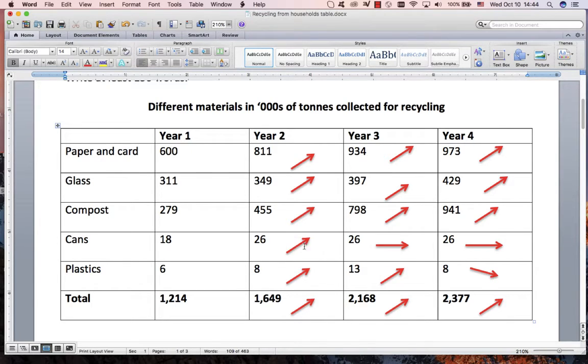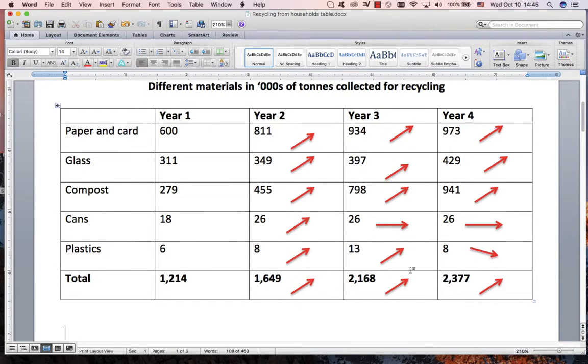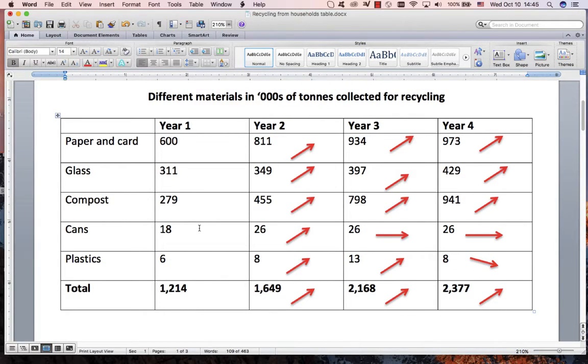So as we can see, this went up but it stayed the same. We're going to mention that. And this went up but then it went down. So for the overview, this to that, year 1 to year 4 was always up. Even this one that went down, it's still up over the whole 4 years. So I can say something about each category because they were all the same. So I would say collection of materials in all categories increased.